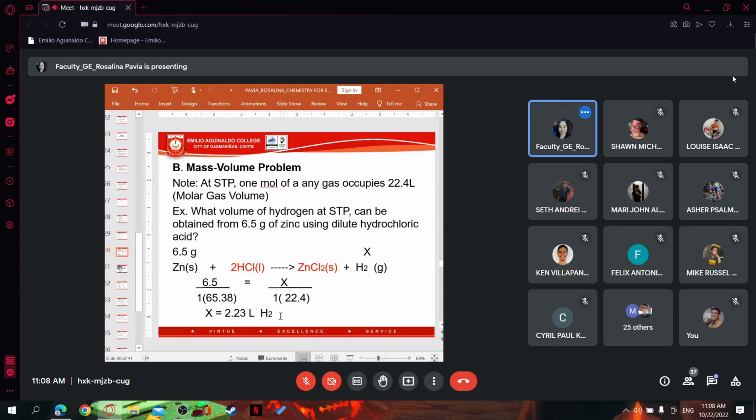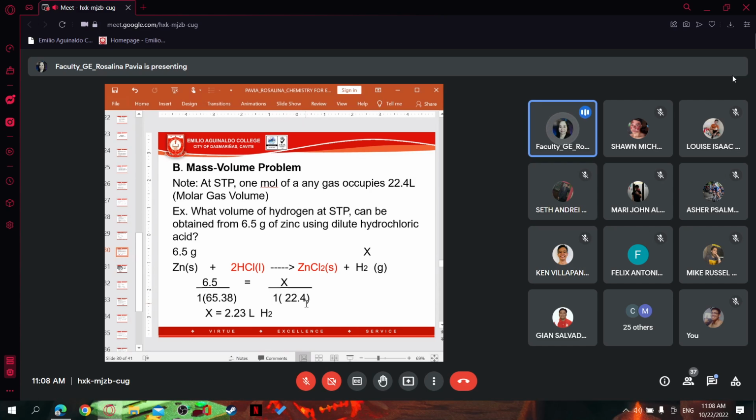Clear? Yes? Mr. Marquez? Ma'am, yung 1, 2, 2 po. Saan po nakuha yan, ma'am? Magkasama ba yung 1, 2, 2, 4? Ay, 1, 2, 2.4. Di ba sabi ko, equation volume, coefficient times MGV, ayan o.